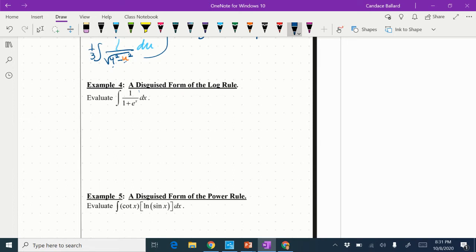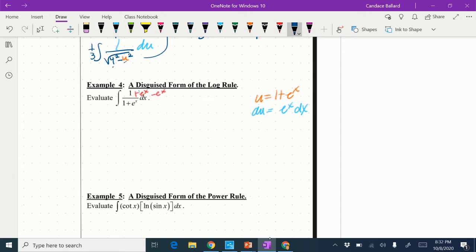So we're going to introduce the derivative of e to the x, because if I'm going to use u at some point, I have to have e to the x dx somewhere. So the way that I'm going to introduce that is I am going to add 1 plus e to the x, and I'm going to subtract e to the x. So I'm basically adding 0. It should look very familiar.